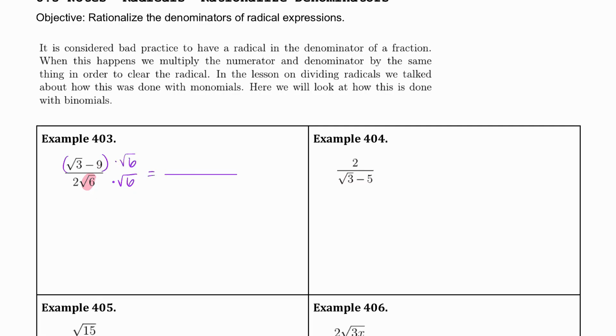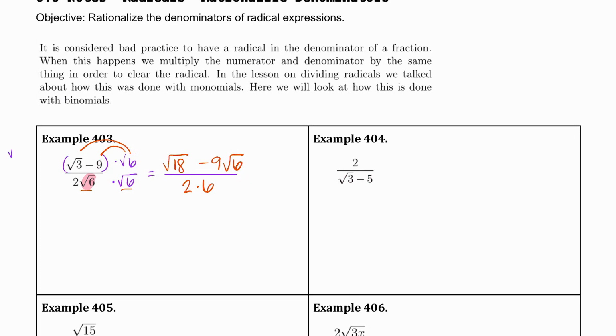So notice here, we're going to have to multiply that square root of 6 by each of these terms. When I distribute that, I'm going to get the square root of 18 minus 9 square root of 6. On bottom, we're going to get 2 times 6. Square root of 6 times square root of 6 is just 6. And then now we want to simplify what we can.